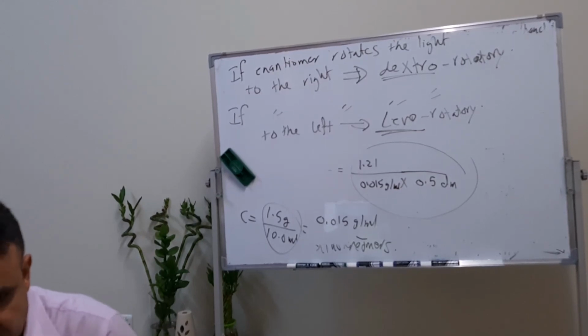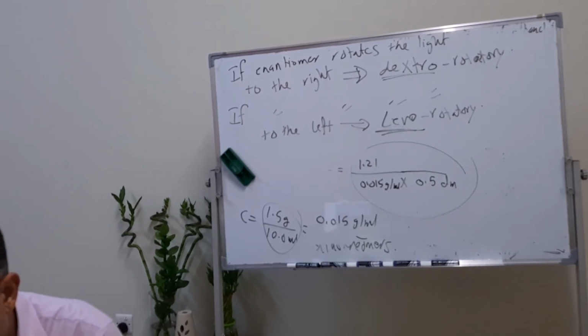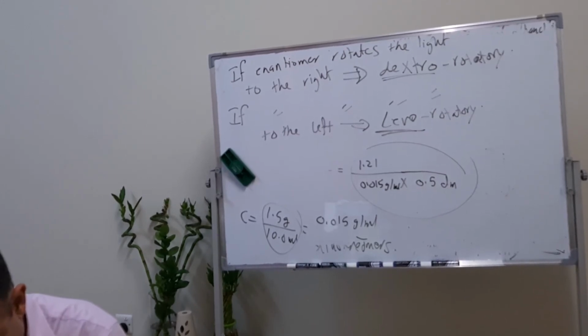Is that clear so far about enantiomers and about the specific rotation of the compounds? Is there any question about it? Is there any question so far?